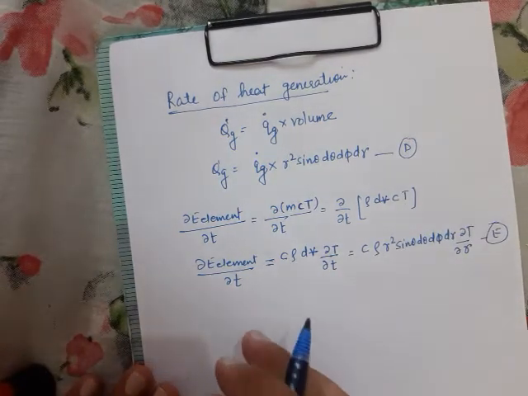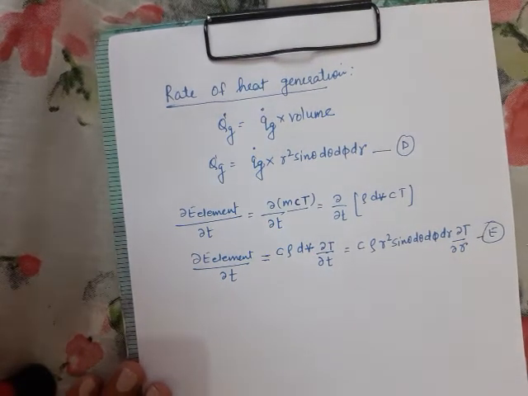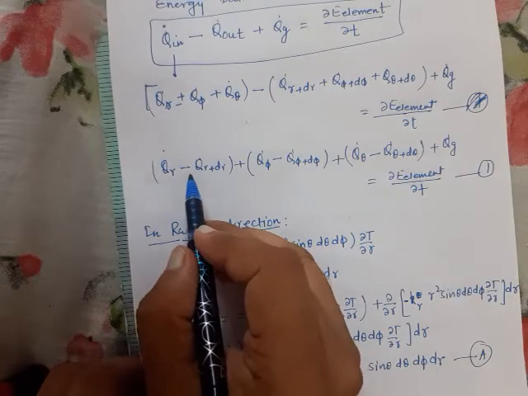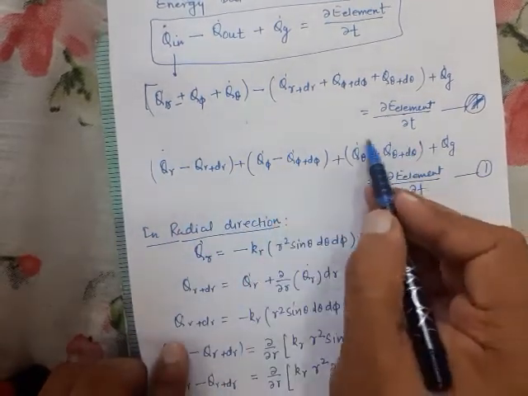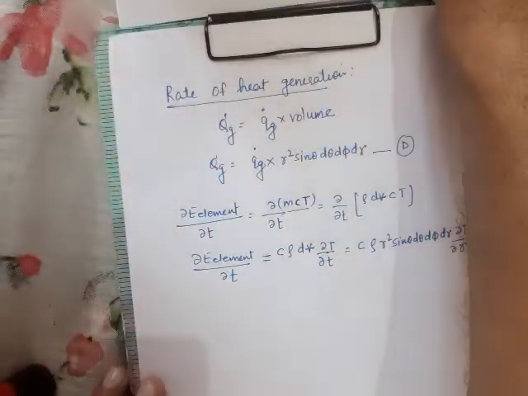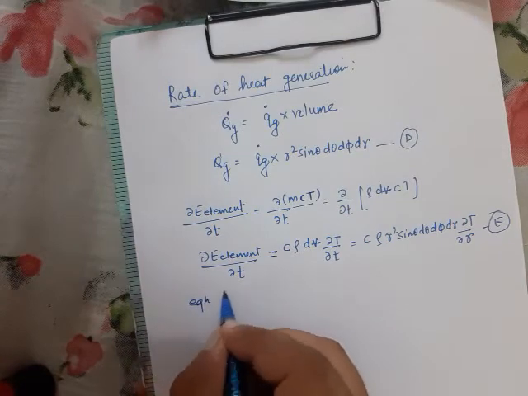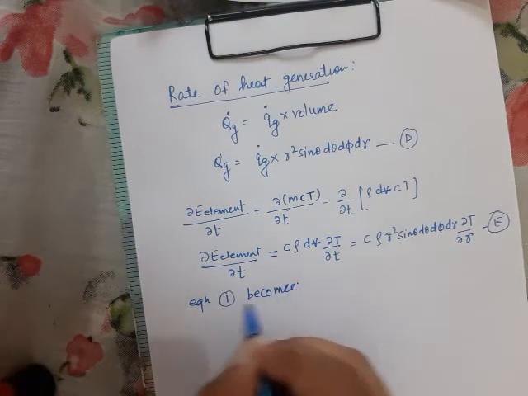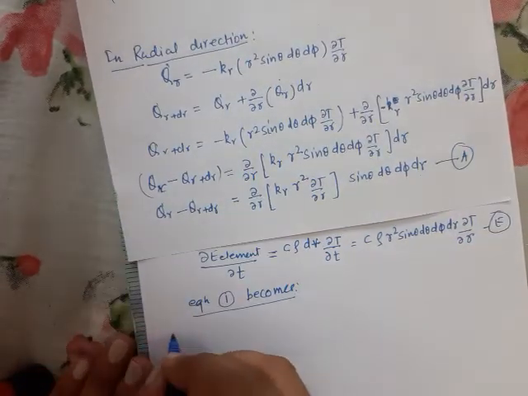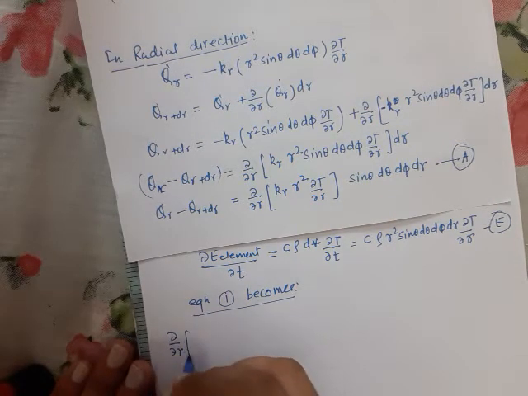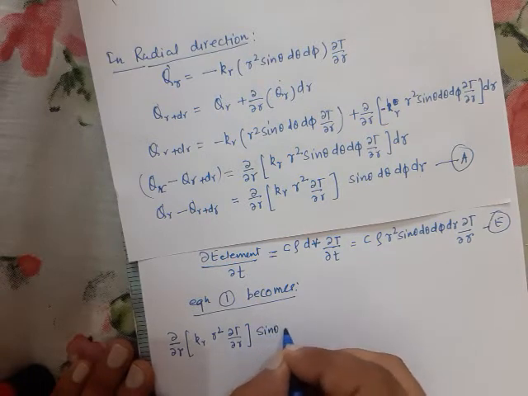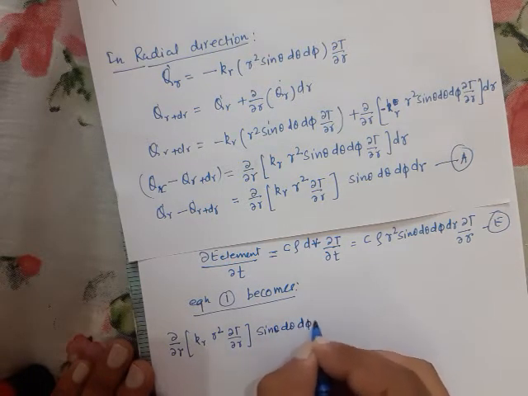Now with the help of equations A, B, C, D and E, equation 1 can be written. This was equation 1. I need to write this from equation A, this from equation B, this from equation C, from equation D and from equation E, so that the final equation can be written. Now equation 1 becomes, you can do it yourself, but still I am doing it. First of all, the value of QR minus QR plus DR, which is del upon del R of kR R square del T upon del R sine theta d theta d phi dr.